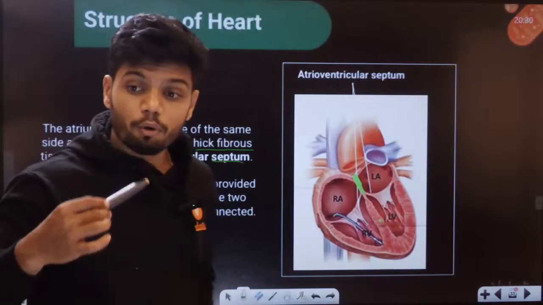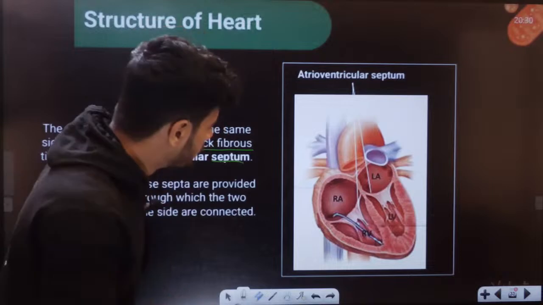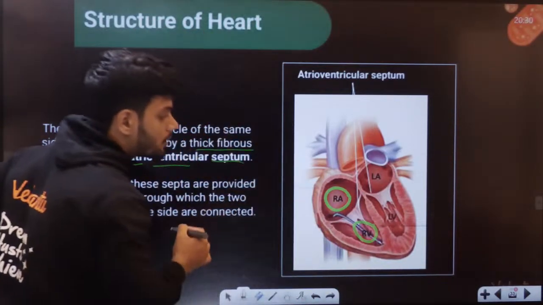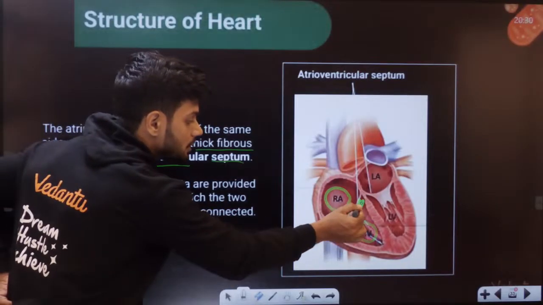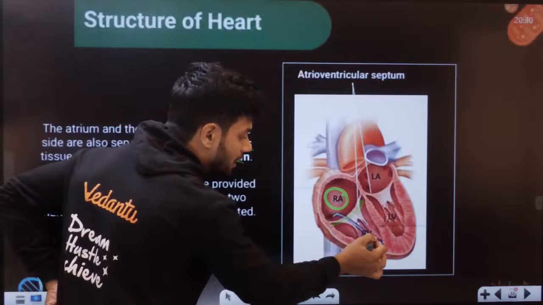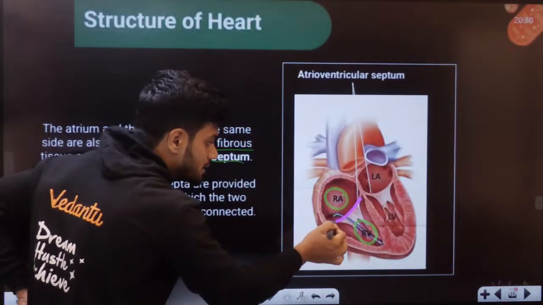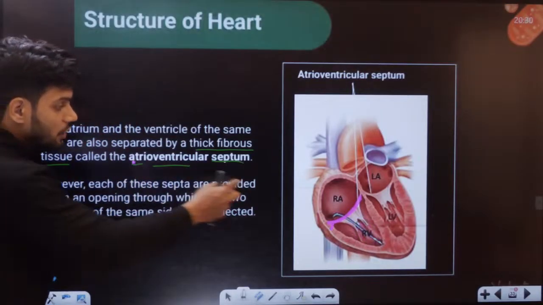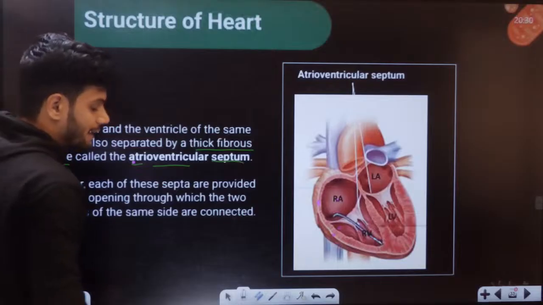Now we are talking about a different septum. Which septum? The one between the atria and the ventricle. Between these two, this septum right now. Between the atria and ventricle, we are talking about this septum. That is called the atrioventricular septum, between these two.